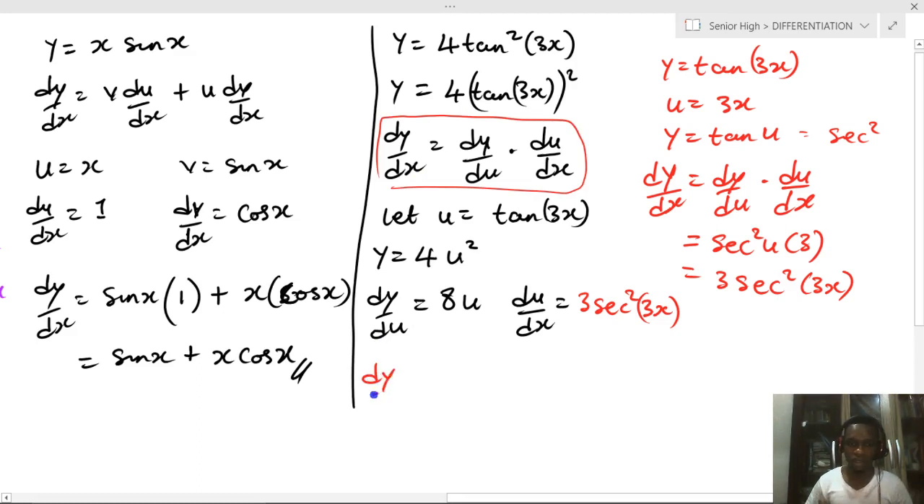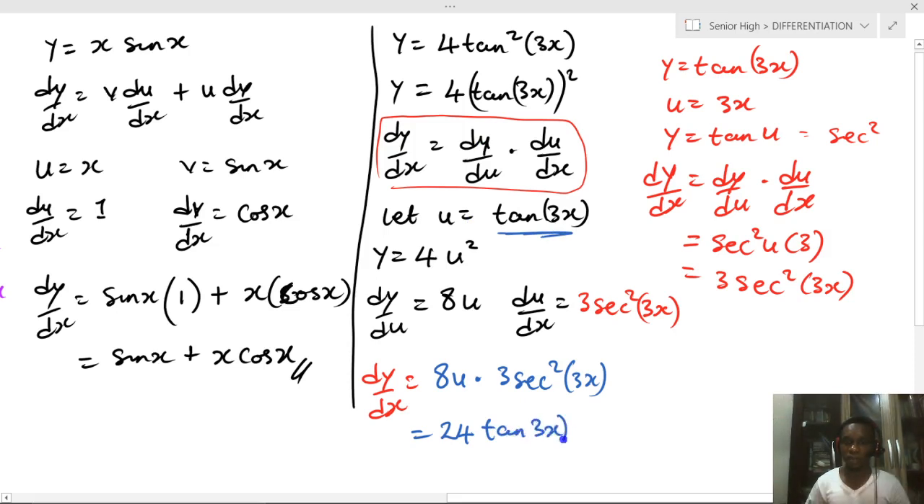Bringing it into our formula for the chain rule, we have dy/dx equal to our dy/du, which is 8u, multiplying 3 sec squared 3x. So what do we have? 8 times 3 is 24, and then what's our u? Our value of u is 10 tan 3x. So we have it as tan 3x, then sec squared 3x.